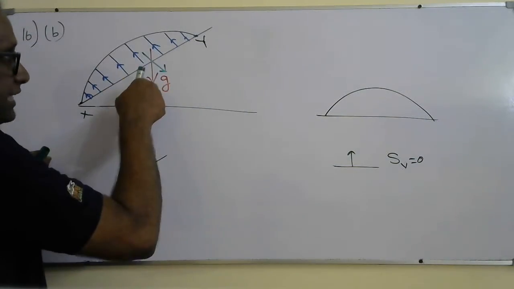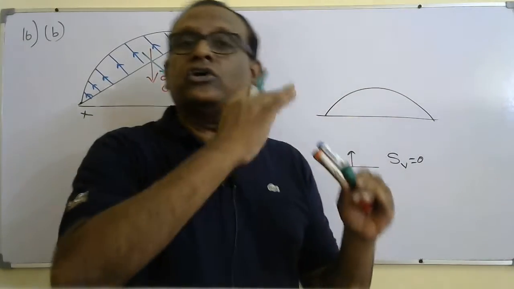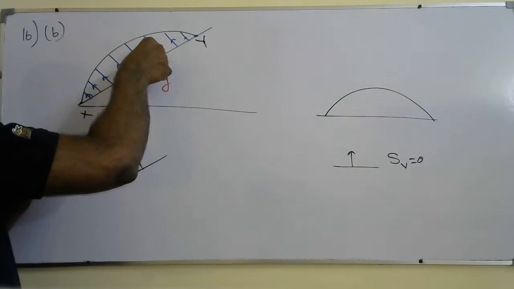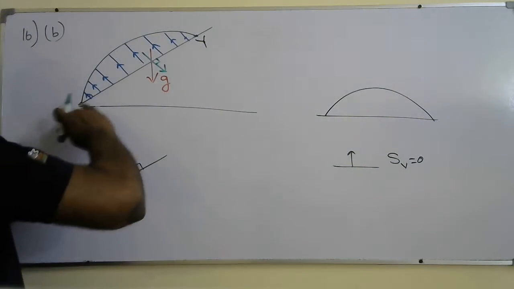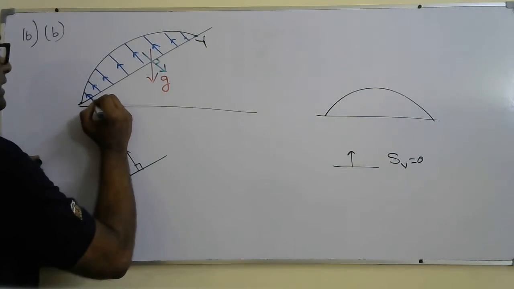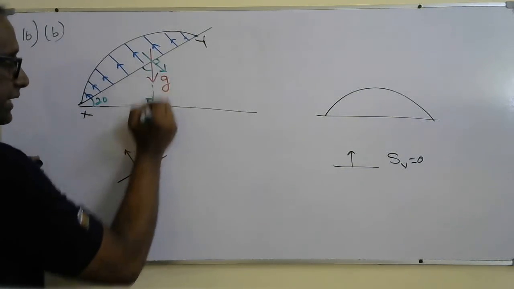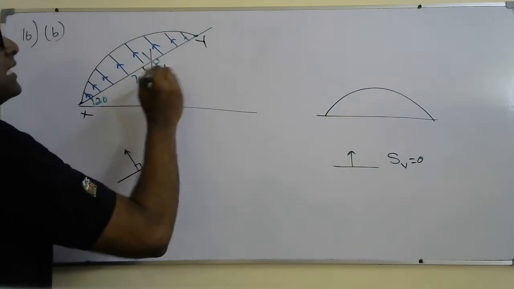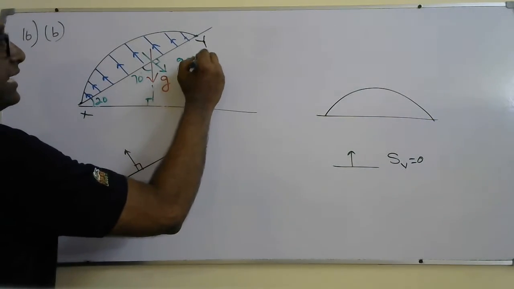The actual gravitational acceleration is vertically down, but when I consider any equation perpendicular to the side of the hill, I should consider the component of the gravitational acceleration which is perpendicular to the slope. I know this angle is 20 degrees, so this will be 70 degrees, because this is 90 vertically down. So the acceleration in this direction is g sine 70.